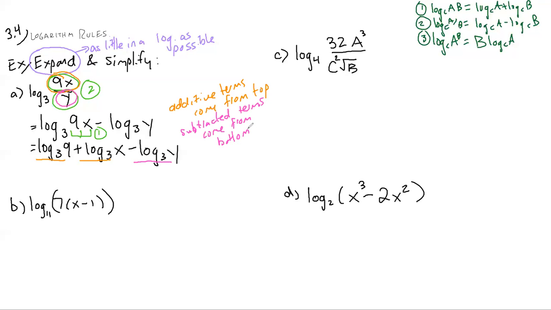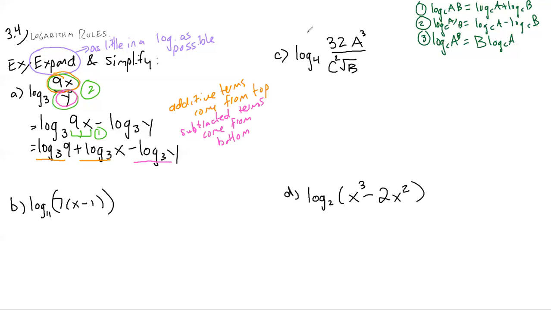So if you look at, for example, number C, or letter C, we have those 4 objects there, 32, a cubed, c squared, and root b. I'm going to split all that up in one go because I know the top things are going to be added and the bottom things are going to be subtracted. But for right now, I'm still going to clean this up.